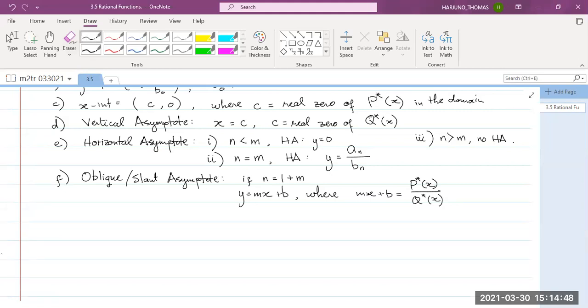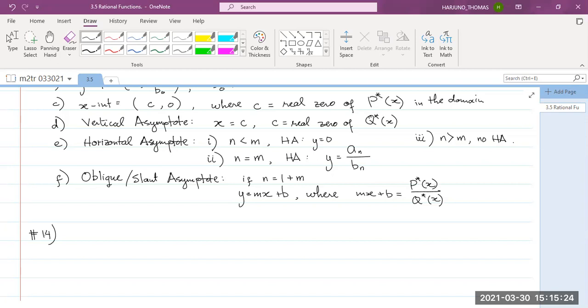Let's take a look, for example, at number 14. I will try to do as many problems as possible with varying difficulties, like it gets more and more difficult. But at the same time, we still need to pay attention to the details. Like in the end, we need to graph them.